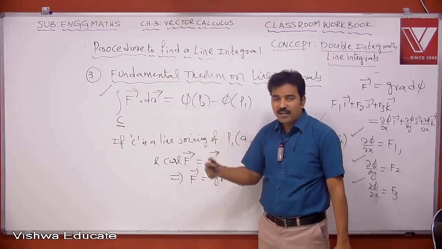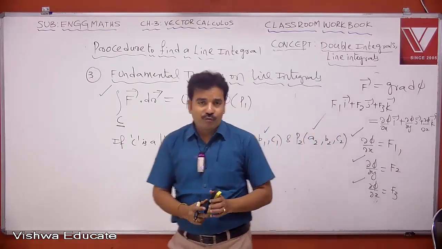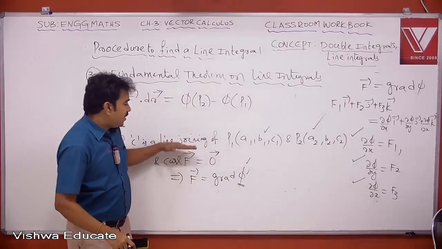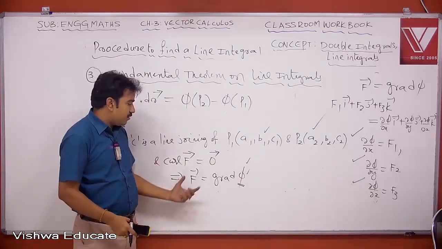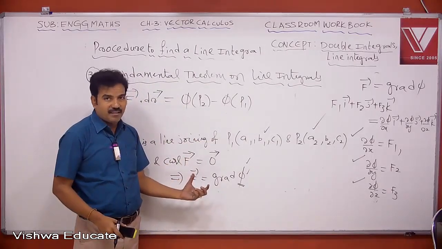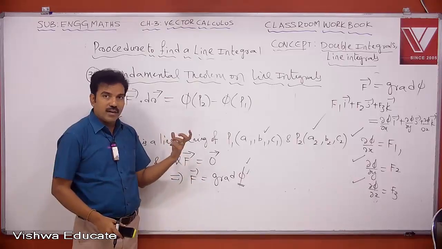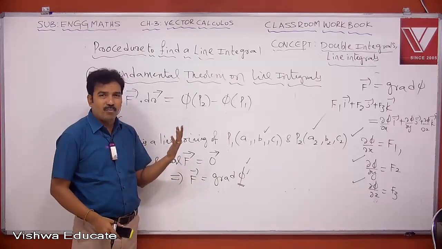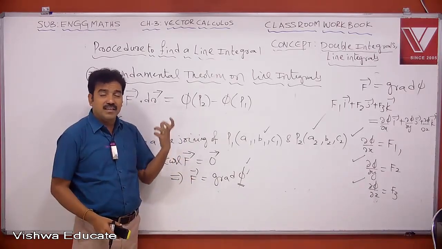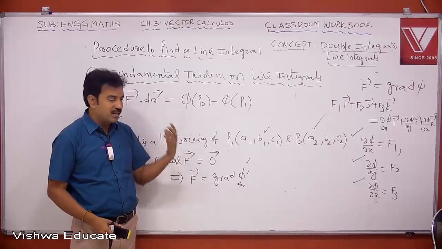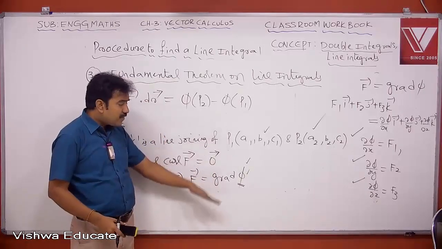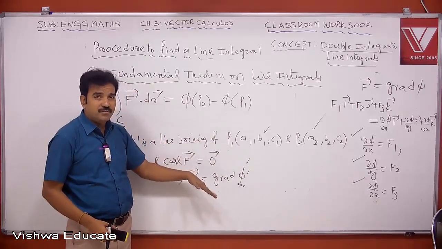Now my question to all of you: if C is a line joining 2 points, but the curl is not a null vector, then you need to go for an alternative procedure, that is by using parameterization, or depending on the status of the problem. We will think about that later, but for the time being, make sure about these 2 points. Write this point.